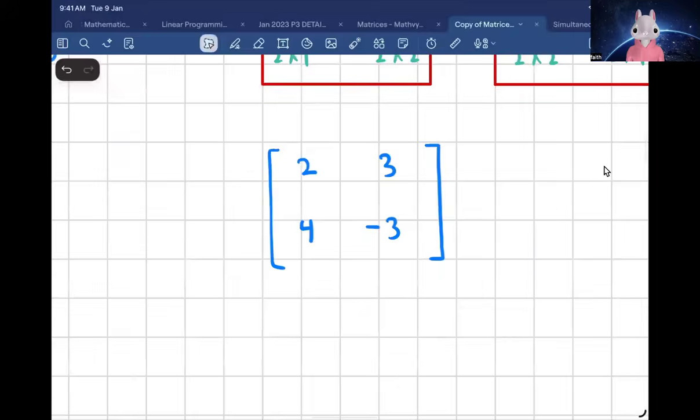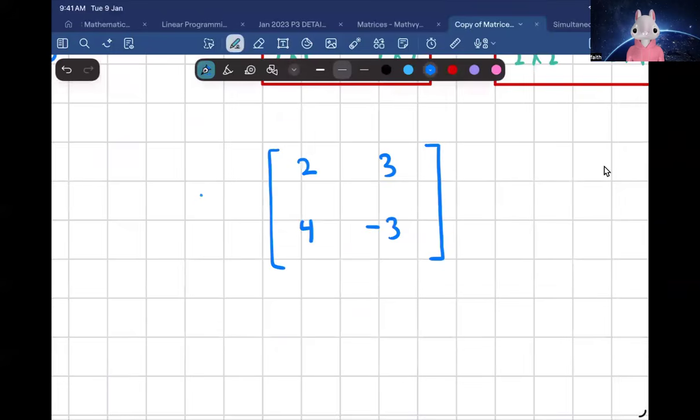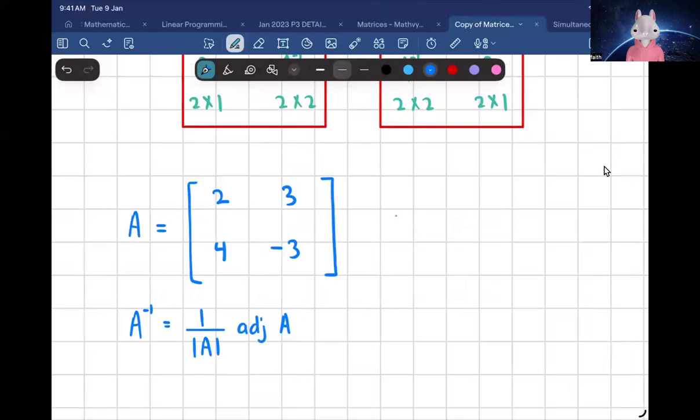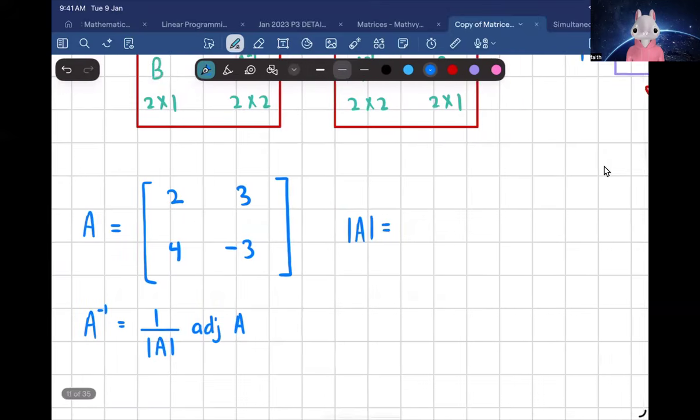Do you remember how to find the inverse of a matrix? Let me write the formula first. The formula for the inverse is 1 all over the determinant, multiplied by the adjoint. So now you go ahead and find the determinant and the adjoint. How would I find the determinant for that matrix?